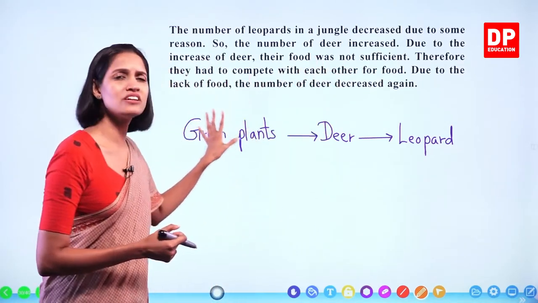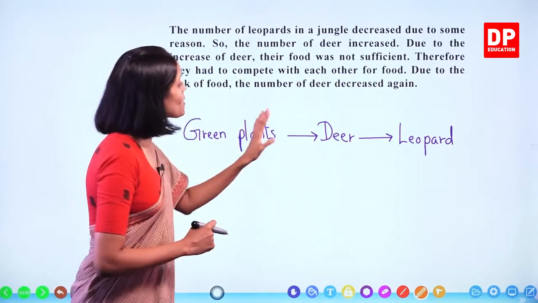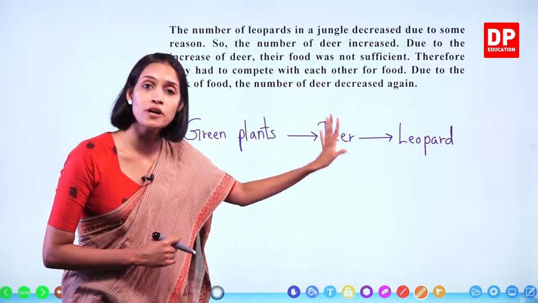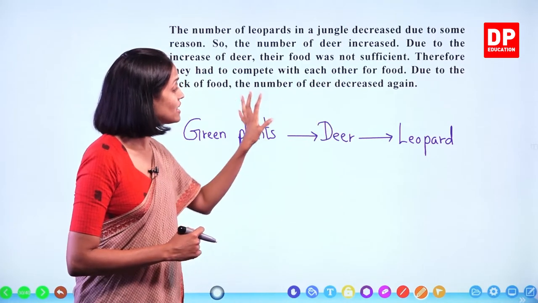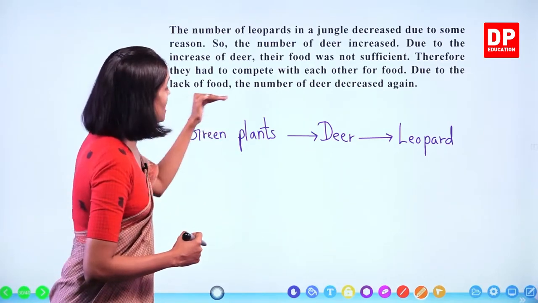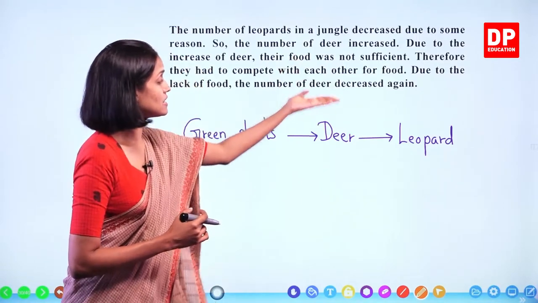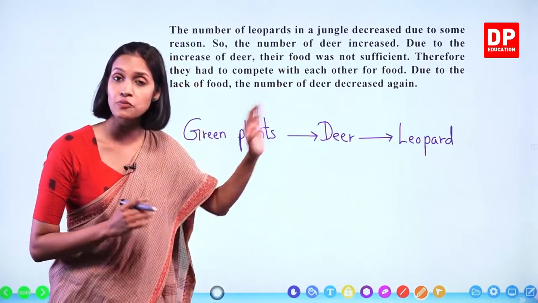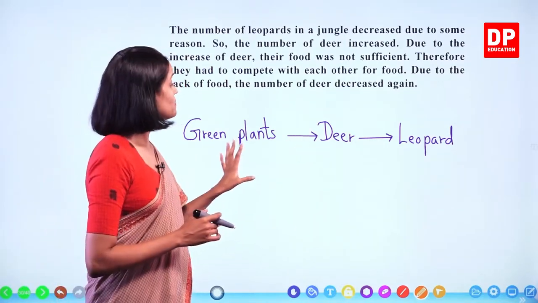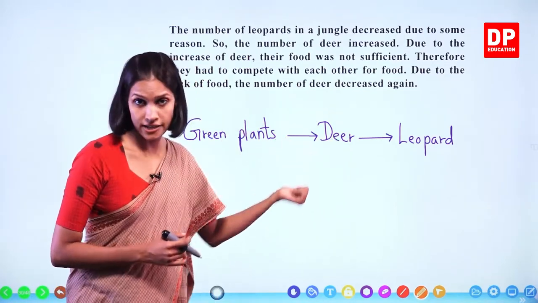There is only a limited number of plants, the limited forest cover present in the forest. So what will happen? If the number of deer keep on increasing, at one point, they will not have enough food to eat because they directly depend on plants. So if the plant cover of the forest is limited, if the number of deer keep on increasing, at one point, they will not have enough plants to feed on. So then what happens? More than the amount of food present, the number of deer are high.